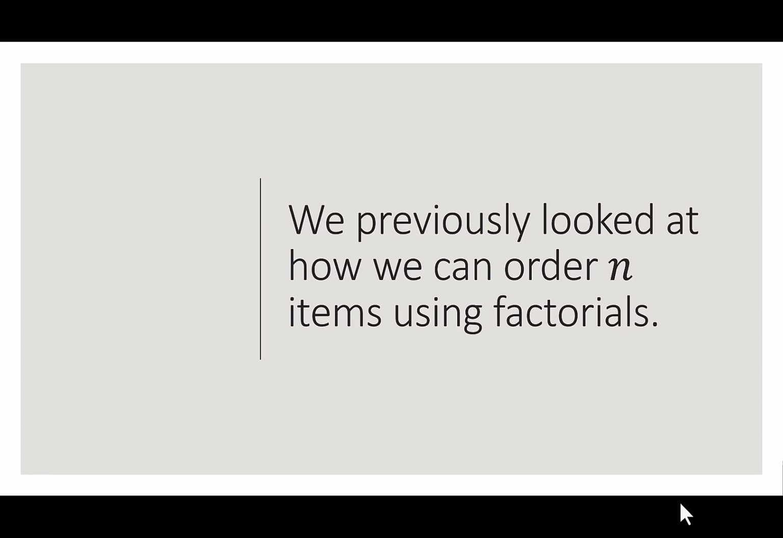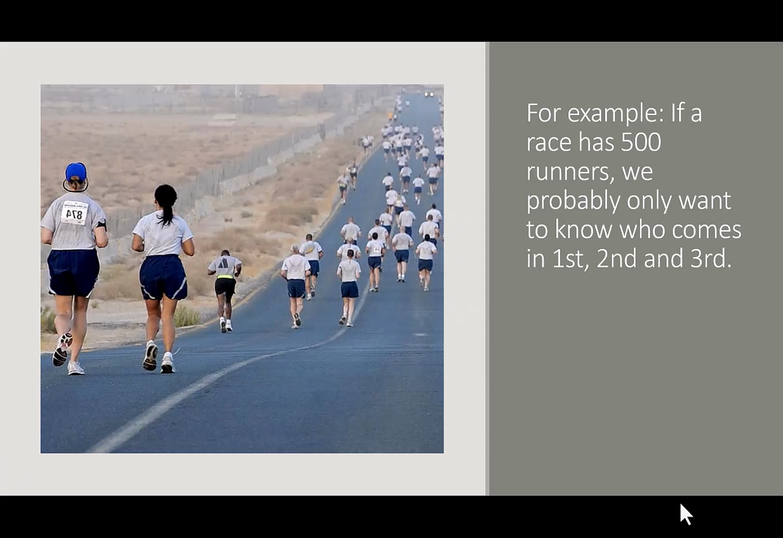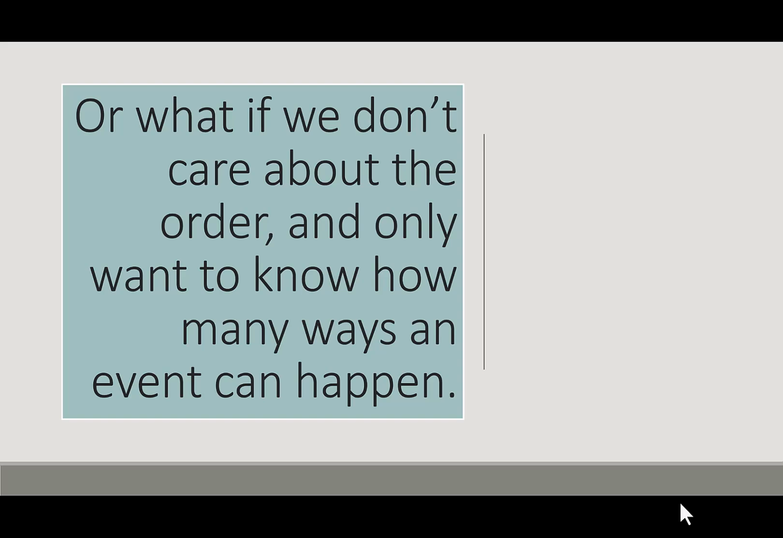We previously looked at how we can order n items using factorials. When we use factorials, it gives us the order for every element inside our group of n. But what if we don't want to know the order of all of these items? For example, if a race has 500 runners, we probably only want to know who comes in first, second, and third. Or what if we don't care about the order at all and we only want to know how many ways an event can happen?